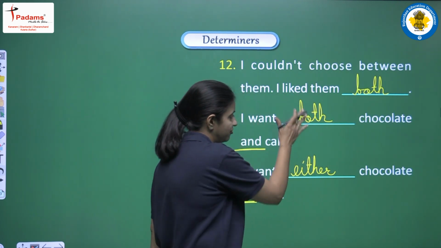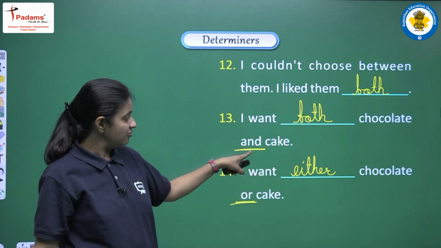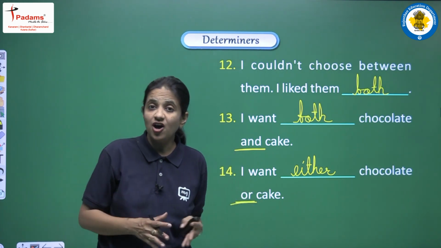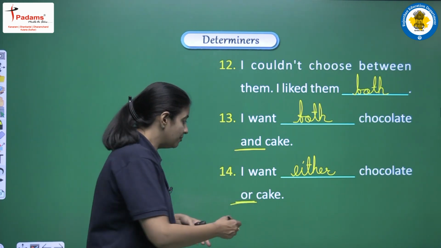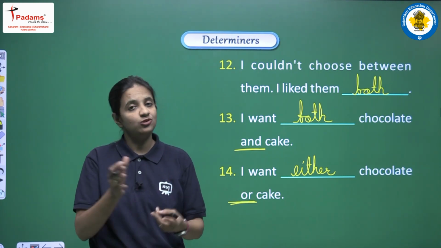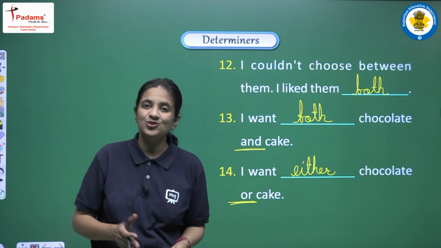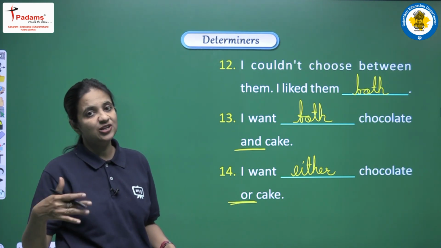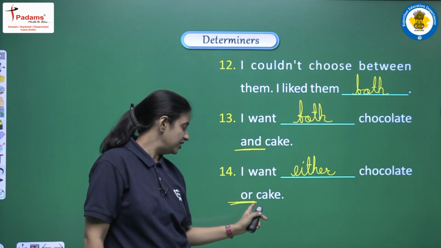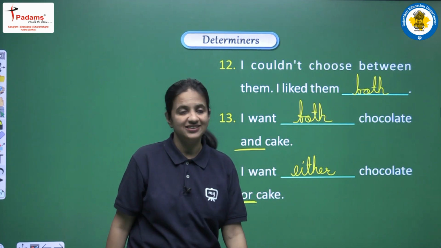So observe the difference between these two sentences very carefully. In this sentence we are having and. It means that we are choosing both the options. We want both the options. But if we are having or, it means that we have to choose one. Okay, दो options तो हैं, but we have to choose only one option from the given two options. So here with and we are writing both. Here with or we are writing either.